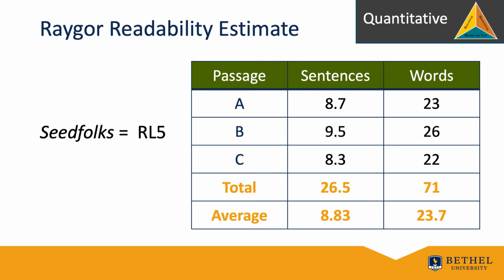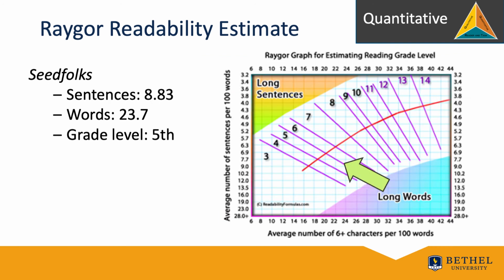Here's the table for the data from the 3 passages. For both words and sentences, passages A, B, and C are added and then divided by 3, which allows us to plot the score on the graph. Using the Raygor Readability Estimate graph, average word length and average sentence length, we can now see that Seed Folks looks quantitatively equivalent to 5th grade. Most would say it is a 5th grade readability.